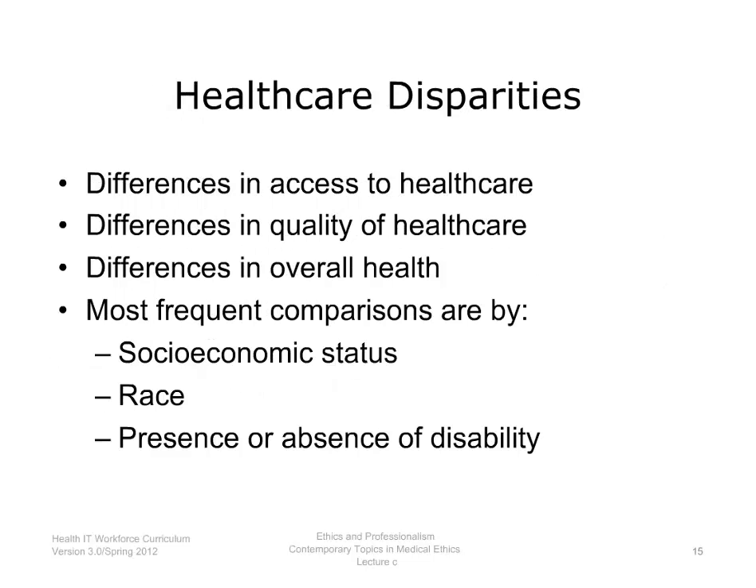A topic of much ongoing study is healthcare disparities. It is well documented that, on average, middle-class and rich people receive better health care than poor people do. White people receive better health care than people of color do. And people who have no disabilities receive better health care than people who have disabilities. In addition, within each of these groups, there are differences in average overall health.